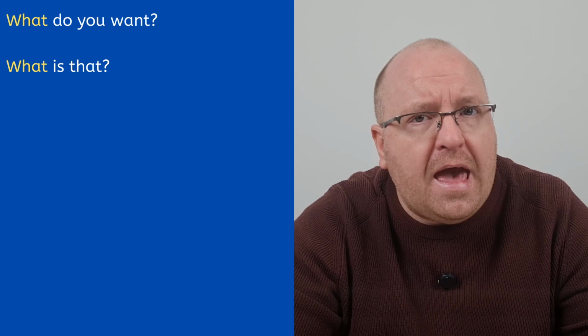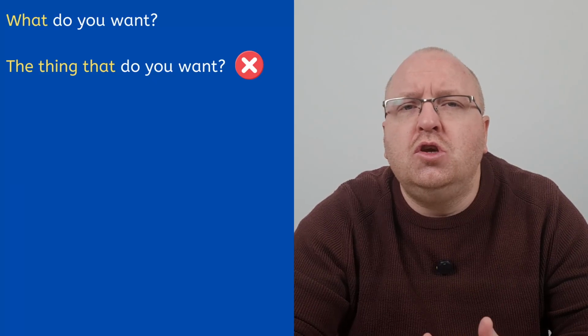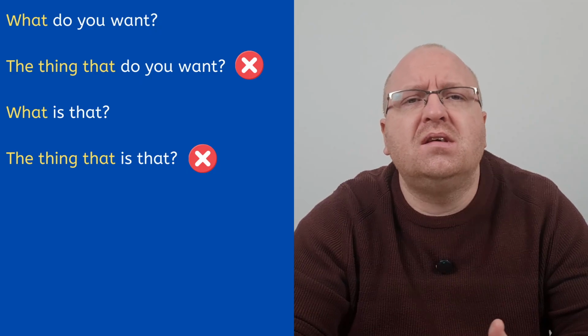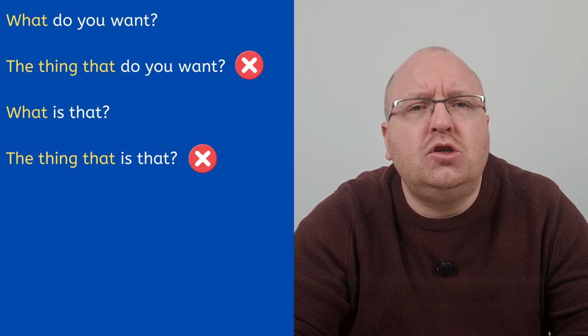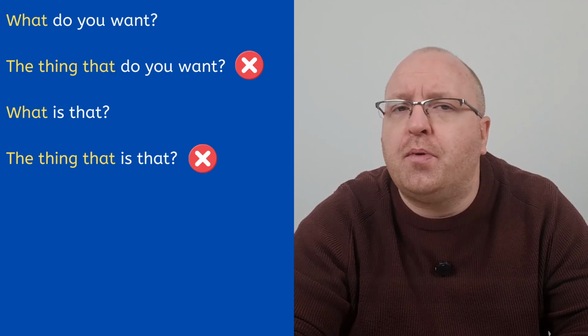Now contrast that with the earlier example sentences that use que. What do you want and what is that? You can't replace what with the thing that in those sentences. What do you want? You couldn't say the thing that do you want? Or what is that? Again, you couldn't say the thing that is that. Those sentences don't make sense, which is why they use the question word que, not the relative pronoun lo que. So use lo que when what is not a question and can be thought of as meaning the thing that or that which.